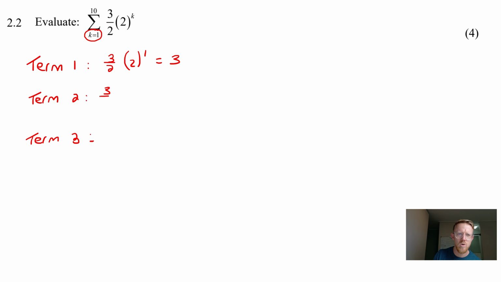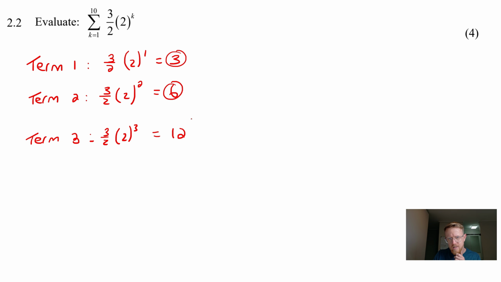Then for the next term, you just increase the number over here by 1. So that's going to be a 2, and so that's going to be 6. And then you do it once more, so it's going to be a 3, and that's now going to be 12. We can now see that we're going from 3 to 6 to 12, so we're multiplying by 2. So the common ratio is 2.